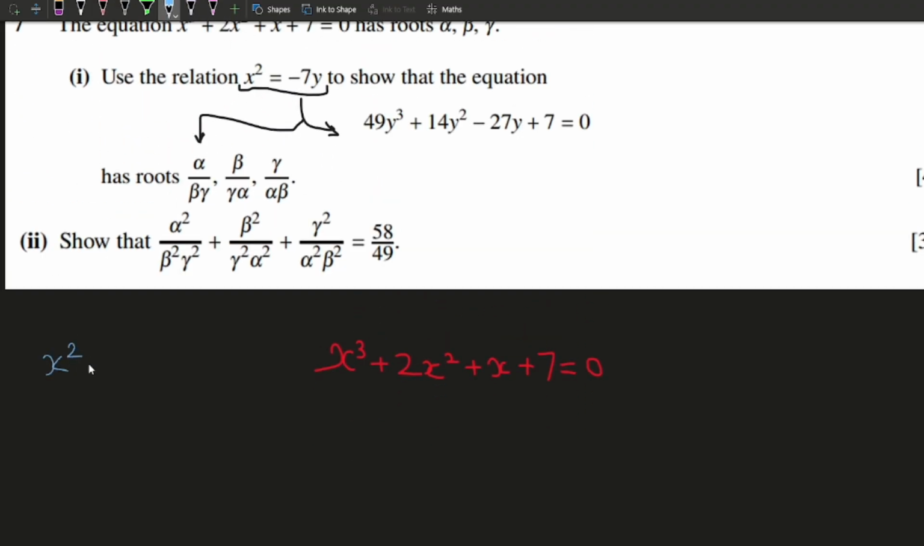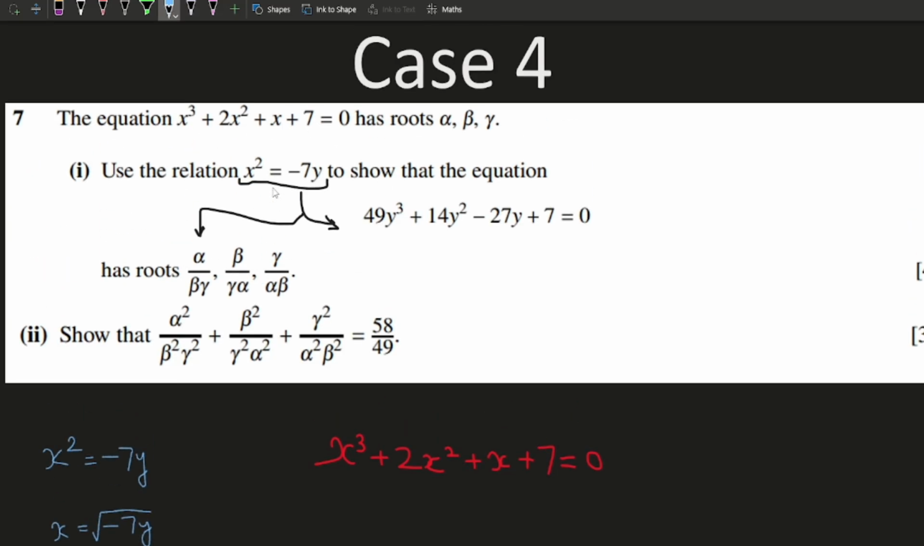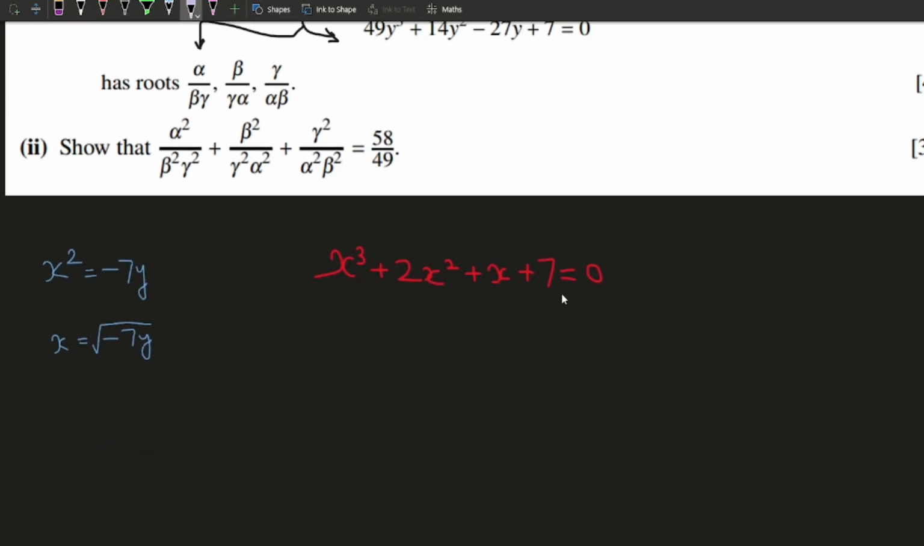X squared equals to minus 7y. We can either do like this, like again x equals to minus 7y root. We can either do this again, or there is an easier, simpler method for questions like these, where we separate even and odd powers and then square them to make them all evens. Okay, so let's try that.